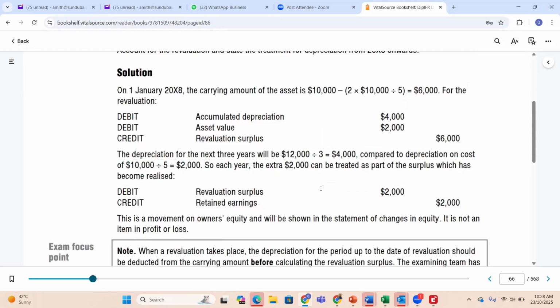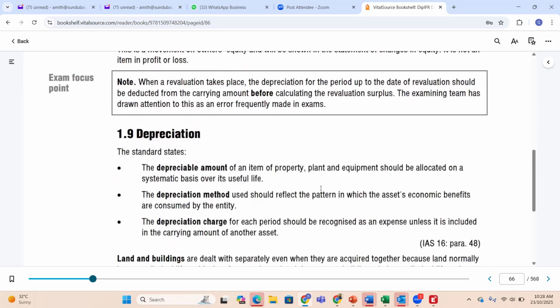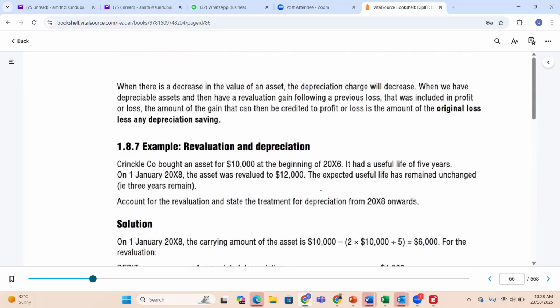I only showed you that 10,500 divided by 7 years, you'll get 1,500. You can use it provided there is no subsequent revaluation loss or gain. It's going to be systematic. Once there is a subsequent loss or gain, that is only to understand the logic. Okay, clear? That is revaluation.